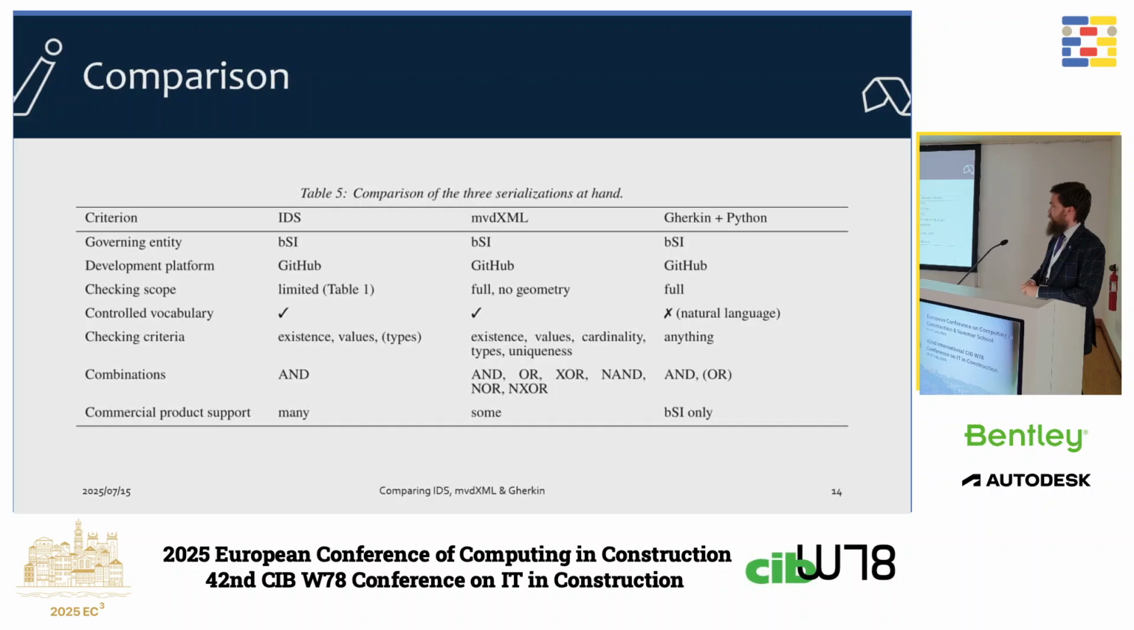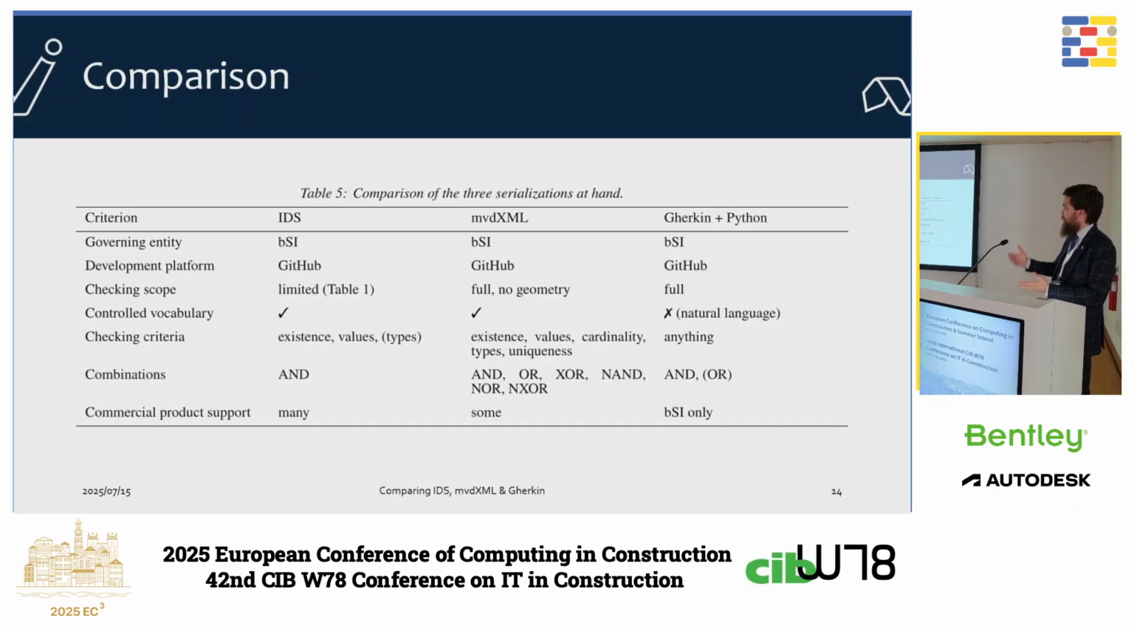The checking scope, of course, is the one that really strikes us as one of the major differences between the three. In IDS you have this limited scope with the six facets. With mvdXML you have full scope of alphanumeric data, but of course no geometries there. And with Gherkin Python, you can do whatever you want to program. However, it comes with a bit of a bad taste to it, because it's not a controlled vocabulary. You have to program Python in this case.